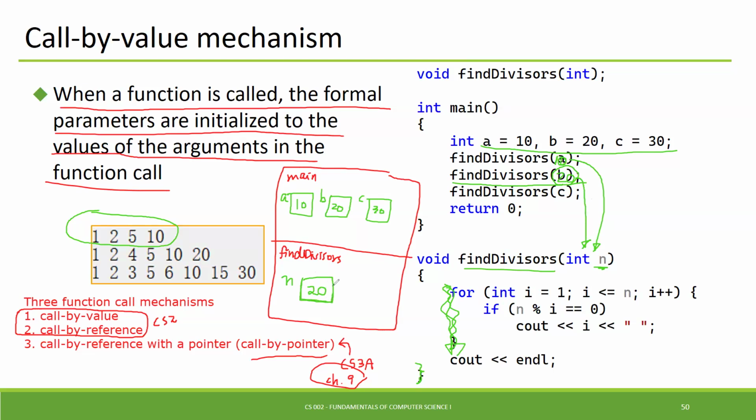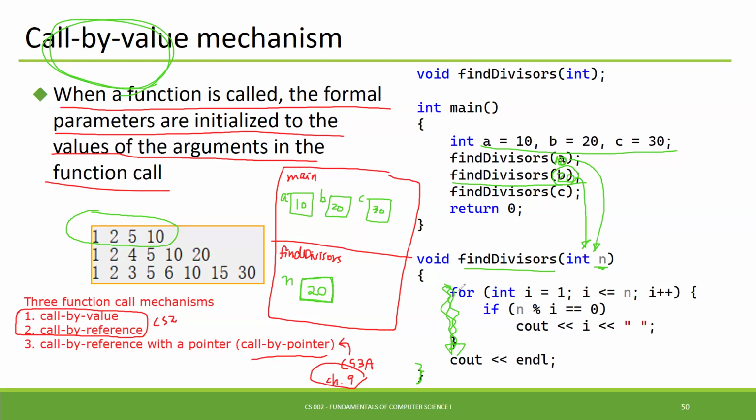N is a parameter. 20 is an argument. So we pass the value and receive the value in the parameter. It is called by value mechanism.